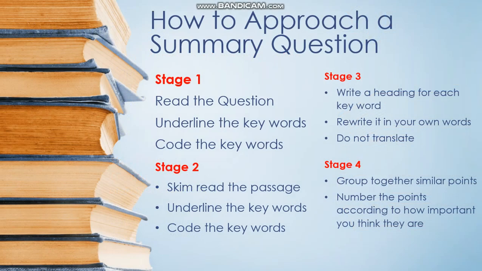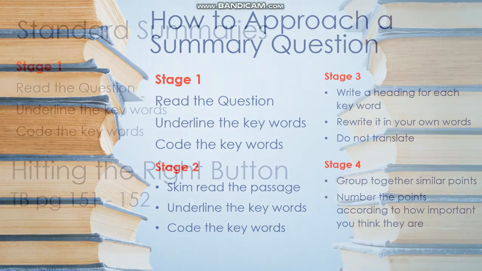Let us try to go to the first one. Stage 1, we have to read the question, underline the keywords, code the keywords, and skim read the passage. For stage 2, underline the keywords and code the keywords again. For stage 3, we write the heading of a keyword, we write it in your own words and do not translate. And stage 4, we have to group together similar points and number the points according to how important they are. And for stage 5, we have it in the same slide, comparing how many points you have found with the number of words asked for in the question. For stage 6, it's the writing of the summary.